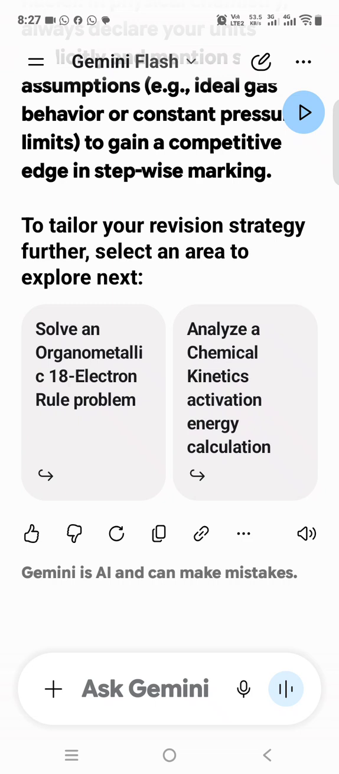Below are 3 highly selected, high-yield solved questions from actual UPSC Civil Services mains trends, representing core pillars of the syllabus: coordination chemistry, thermodynamics, and organic name reactions.